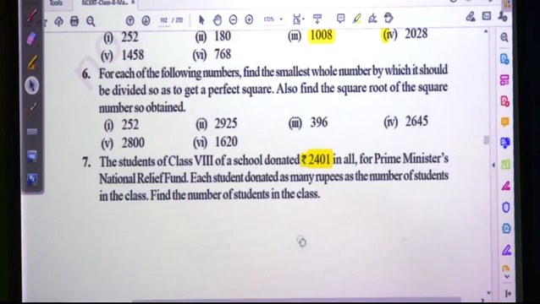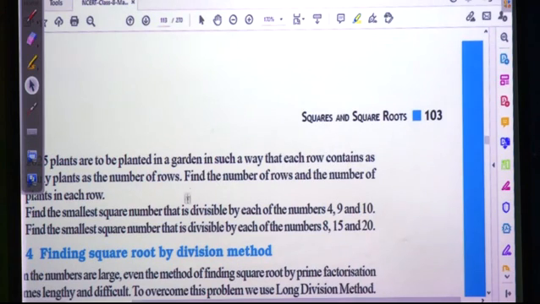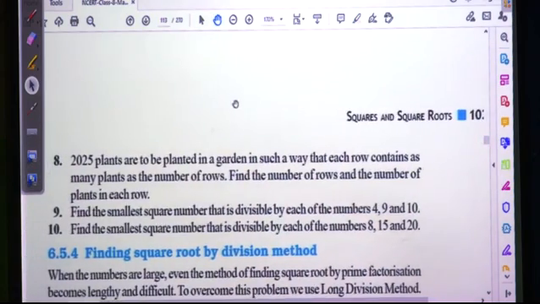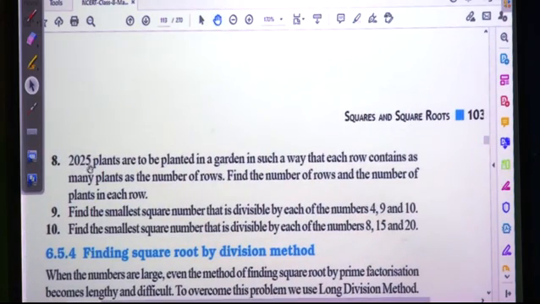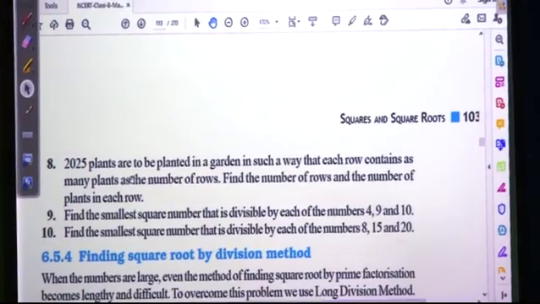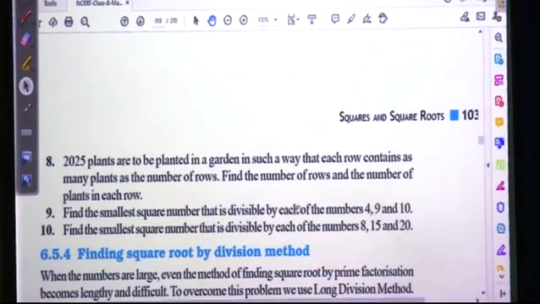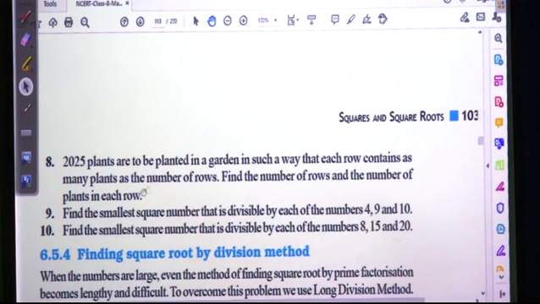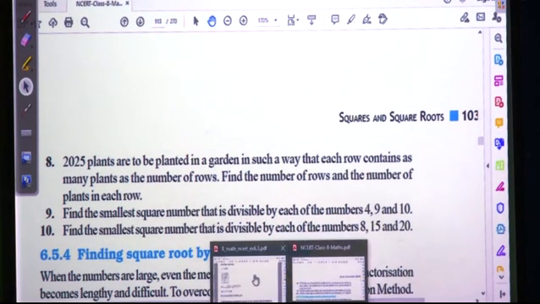Let us see the next question. What the next question is? It is 2025 plants are to be planted in a garden in such a way that each row contains as many plants as the number of rows. Find the number of rows and the number of plants in each row. Let us switch to the solution.